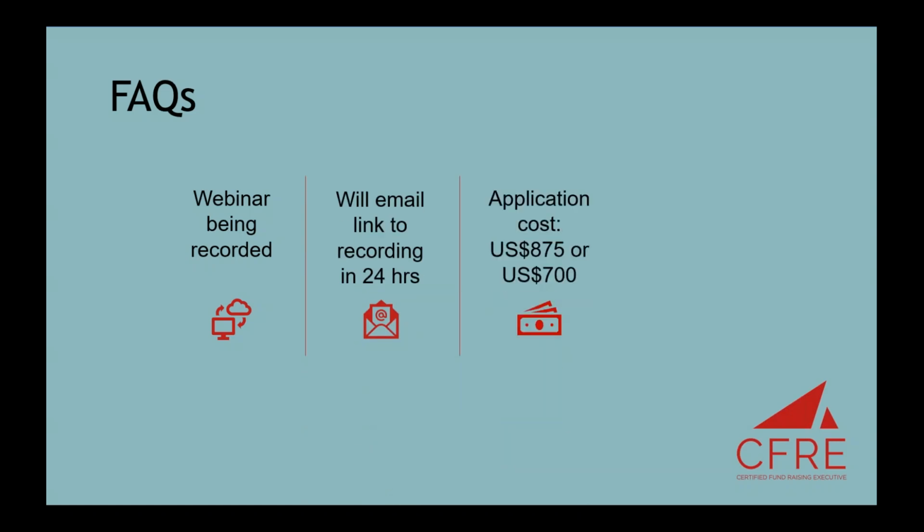The application fee is standard $875 US, but we do offer a 20% discount to those candidates who belong to one of our participating organizations. That would bring the cost down to $700 US for that application fee if you do belong to at least one of those partner organizations. You can find a list of those organizations within the application itself during step 1 or on our website under participating organizations.